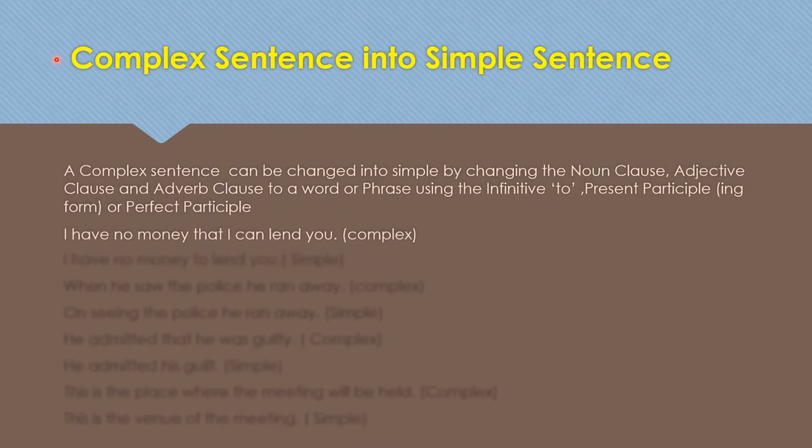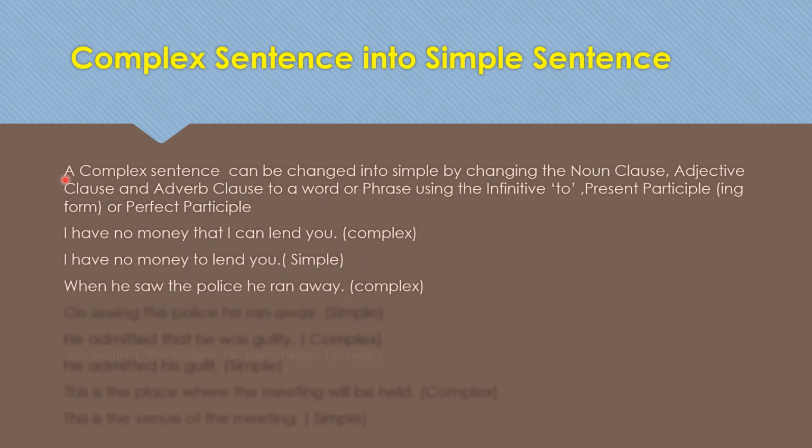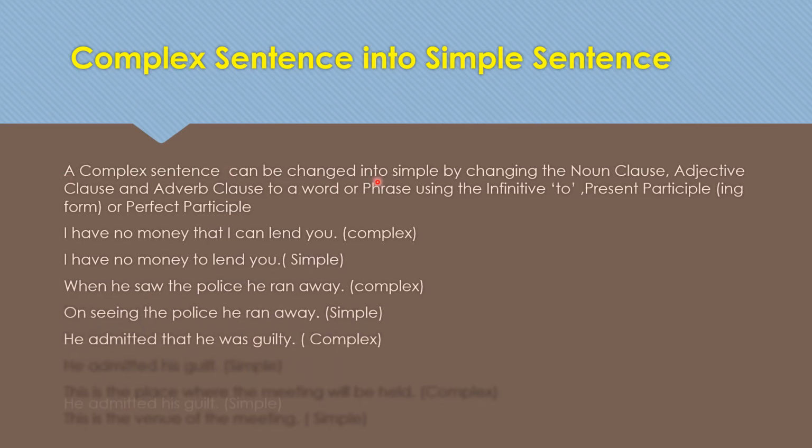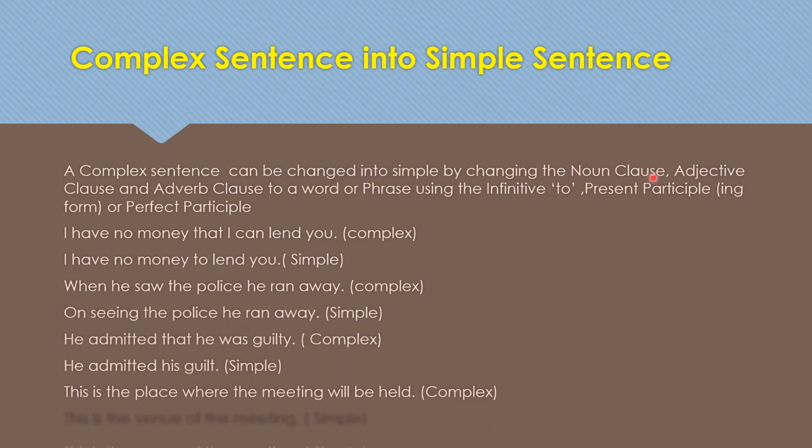Complex sentence into simple sentence. A complex sentence can be changed into a simple sentence by changing the noun clause, adjective clause, and adverb clause to a word or phrase using the infinitive to, present participle, the ing form of the verb, or perfect participle like having done, having finished, having eaten. That's the perfect participle.